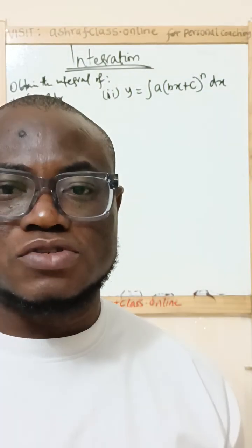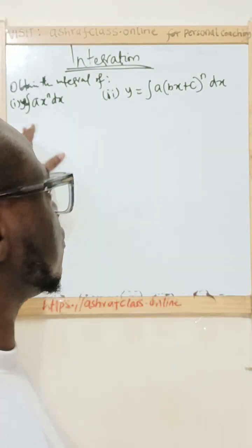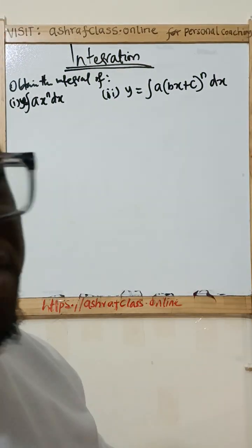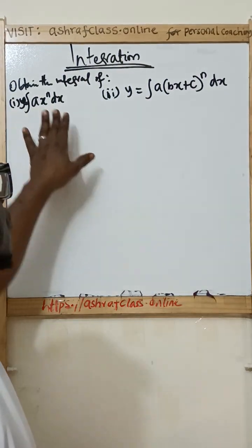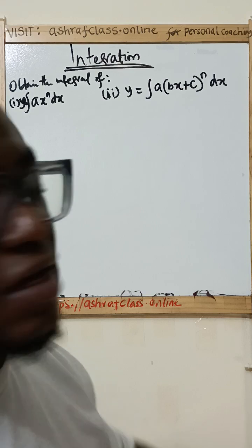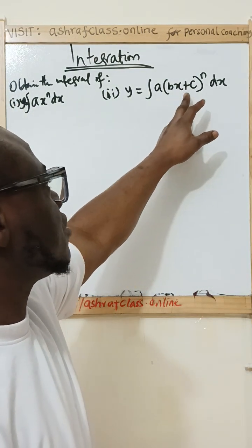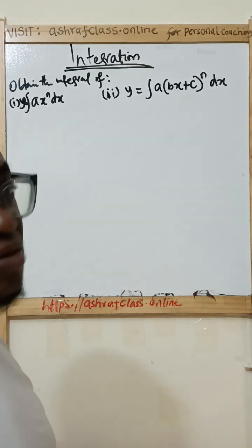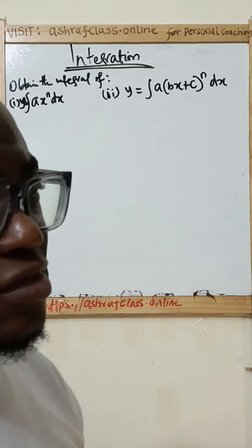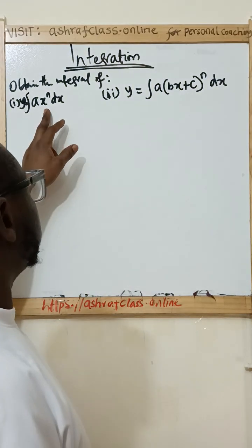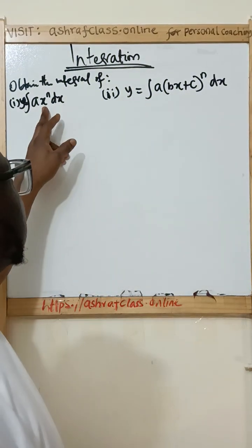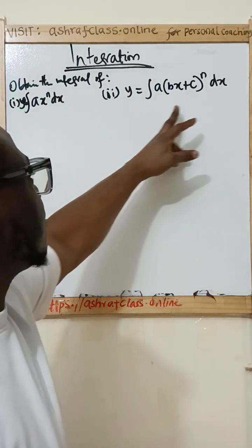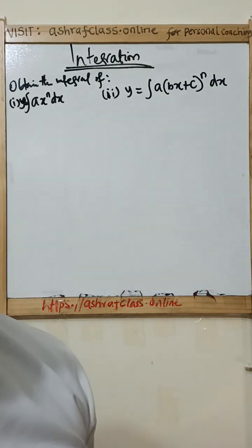Hello, good day. So today we are looking at these two questions. Here we are asked to obtain the integral of ax raised to the power n dx and the integral of a into bracket bx plus c raised to the power n dx. If we look at these two questions carefully, we'll see that the difference is that the x here is replaced by these brackets, right?